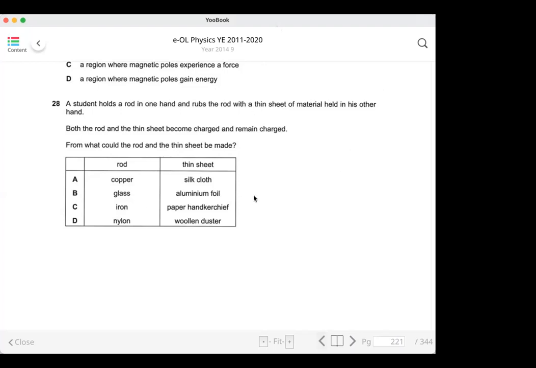For this question, when you have two materials and you're trying to make the two materials charged by rubbing with each other, the keyword is to make both materials charged by friction. Do you remember what kind of material we can use to induce charging by friction? Both the materials cannot have free electrons. Oscar, both of the materials cannot have free electrons.